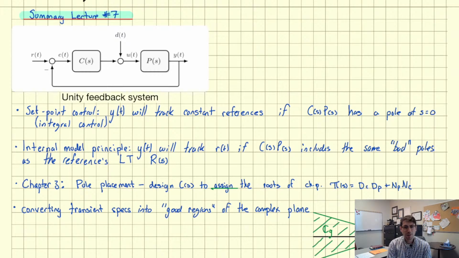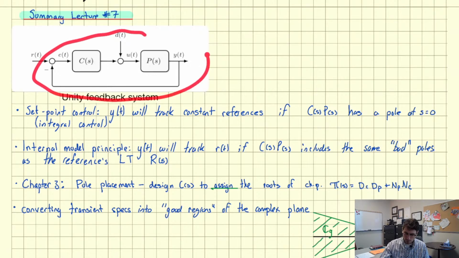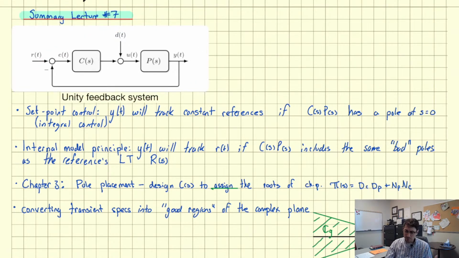We started chapter 3, which is a control design method, building up our library of control design methods. And we talked about pole placement. The idea here is simply to design the controller to place the roots of the characteristic polynomial for the closed loop system. We're calling those the closed loop poles. The poles of any transfer function associated with this loop are a subset of the roots of this characteristic polynomial. Usually they'll be the same set, but in general it'll be a subset.